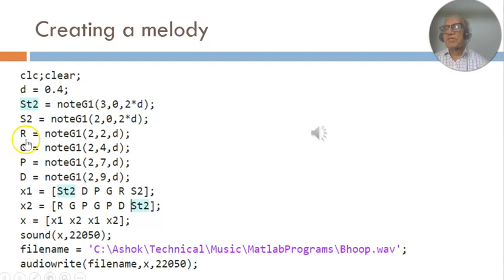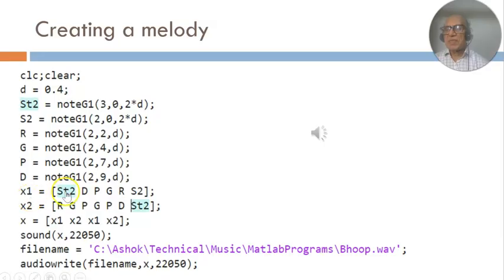Then I generate Shuddha Rishabh, so in Madhya Saptak. So Madhya Saptak, Shuddha Rishabh I am generating. 2 corresponds to small n equal to 2. If you refer to the table, you will understand that this corresponds to the Shuddha Rishabh. And finally, I want just one matra for this Shuddha Rishabh. So I generate all these notes ST2, S2, R, G, P, D, and then I put them in sequence.